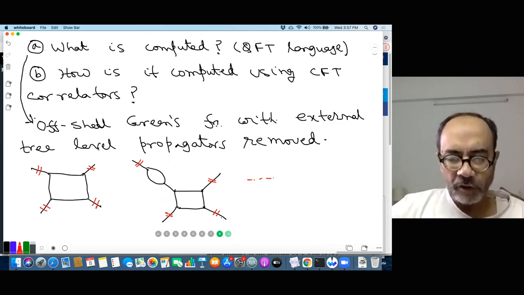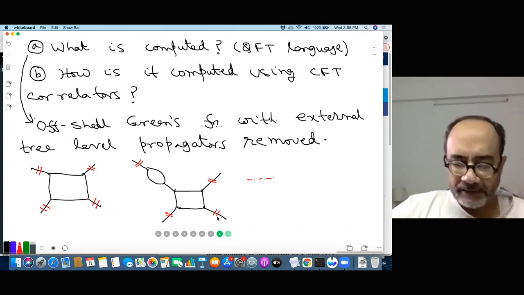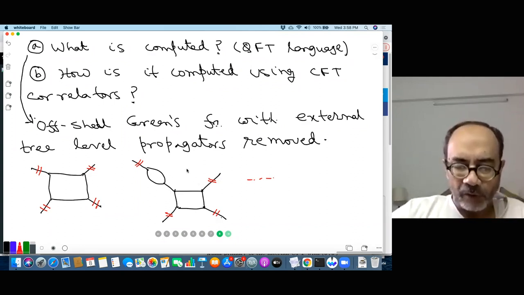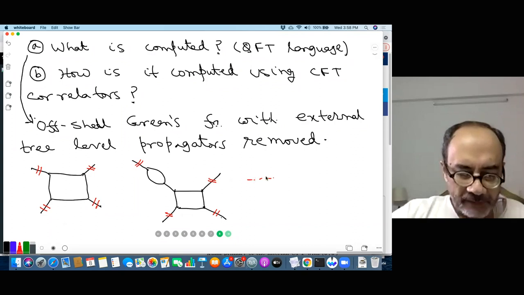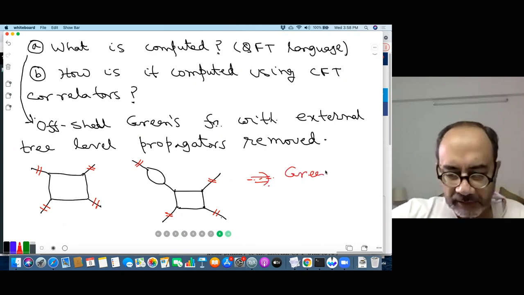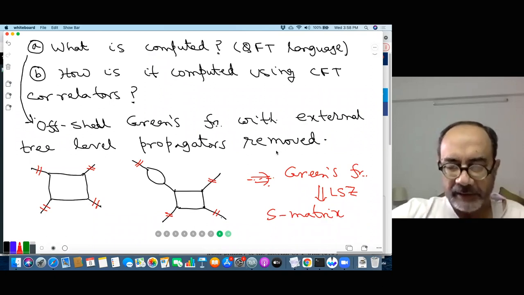But given this, suppose we know how to compute this, then we can consider the full Green's functions, because of course the tree level propagators, we know what they are. So you can always multiply what we compute by these 1 over k square plus m square factors. So this can be used to get the full Green's function. And then we can apply LSZ to get the S matrix. So that's the fully systematic procedure for extracting the S matrix of string theory from conformal field theory. In part B, I'll tell you how to use conformal field theory to calculate these objects.